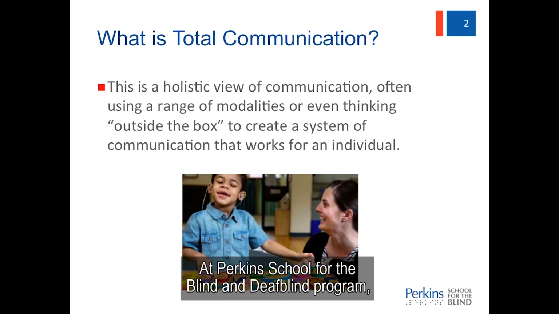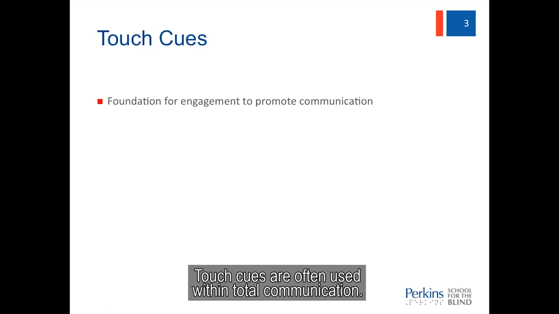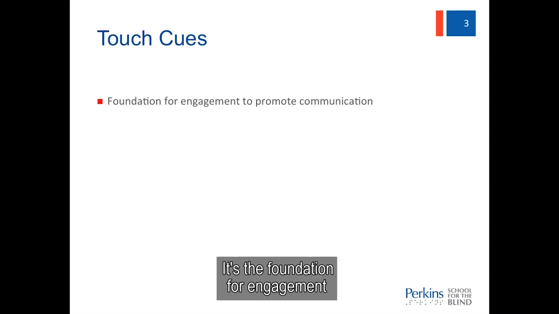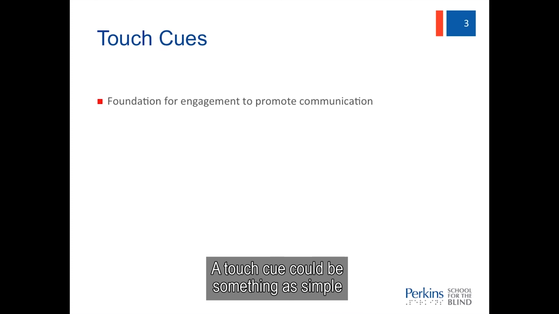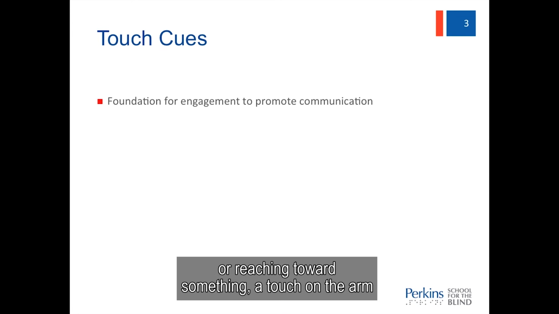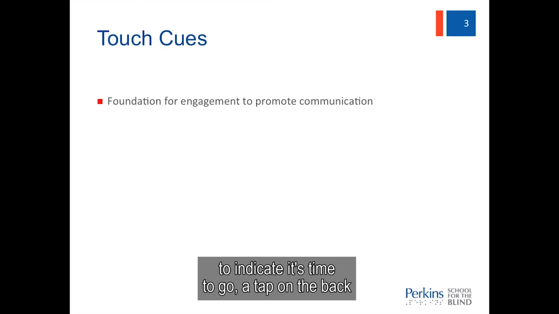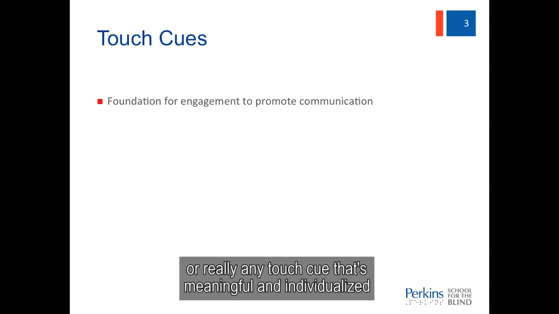At Perkins School for the Blind in the Deafblind program, we support a total communication philosophy approach to learning. Touch cues are often used within total communication. It's a foundation for engagement to promote communication. A touch cue could be something as simple as a tap on the top of the hand to promote sign language or reaching towards something, a touch on the arm to indicate it's time to go, a tap on the back to indicate that it's time to be lifted, or really any touch cue that's meaningful and individualized to the student.